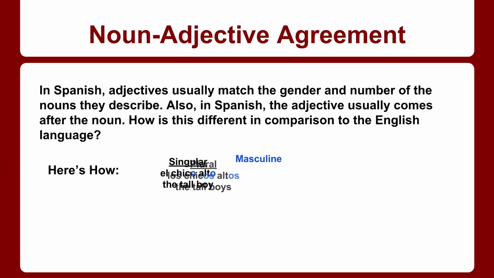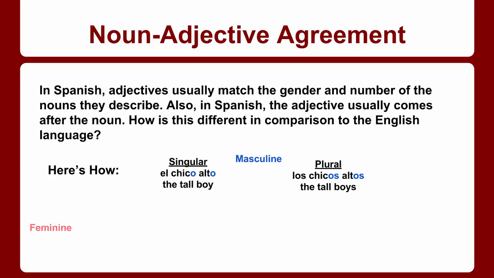If I want to make this plural, in Spanish, if it's a masculine plural noun, I usually make the adjective end with OS to match the noun. So in this situation, the tall boys would be los chicos altos.